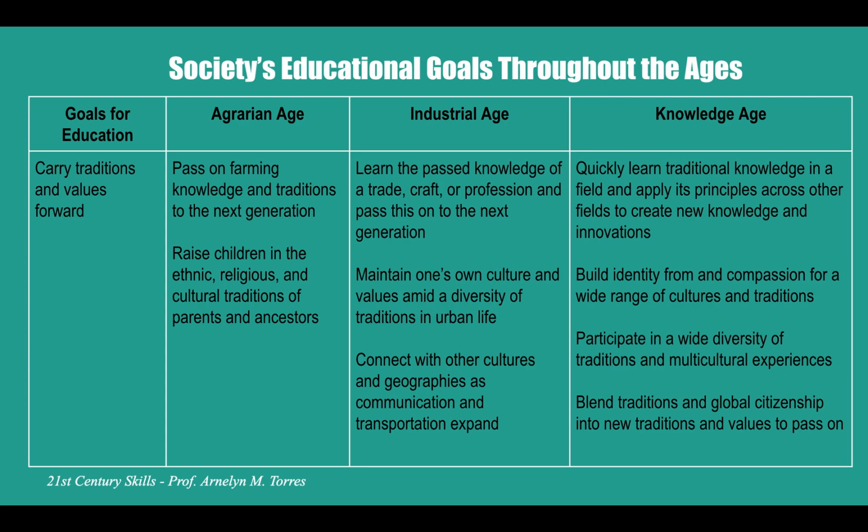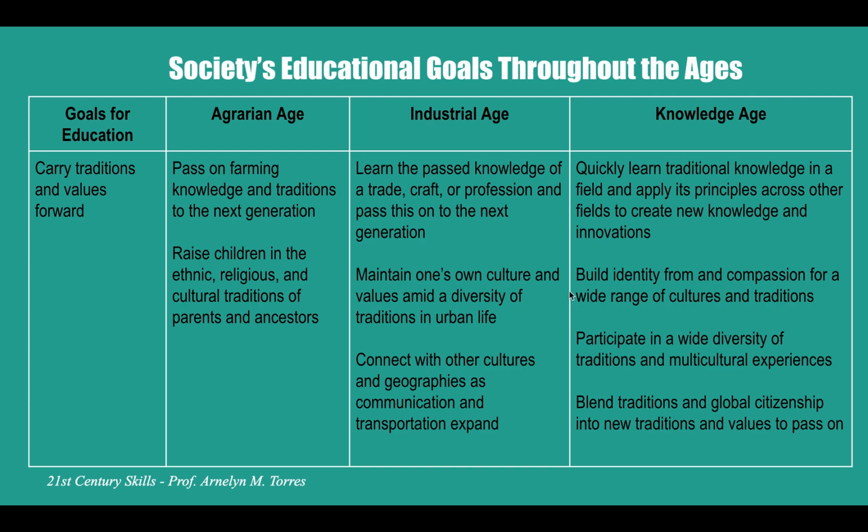Moving to the knowledge age, it is achieved by quickly learning traditional knowledge in the field and applying its principles across other fields to create new knowledge and innovations. Traditional knowledge in the field would mean knowing how the business goes. Like, you have a restaurant, and you know how to manage it and run it. Maybe because you have new knowledge, you know the best practices coming from another country or the best practices of other restaurant owners, then you can come up with some innovation in terms of maybe customer service or food production.